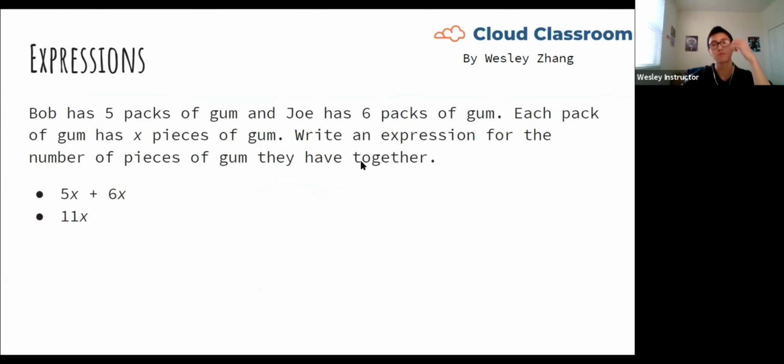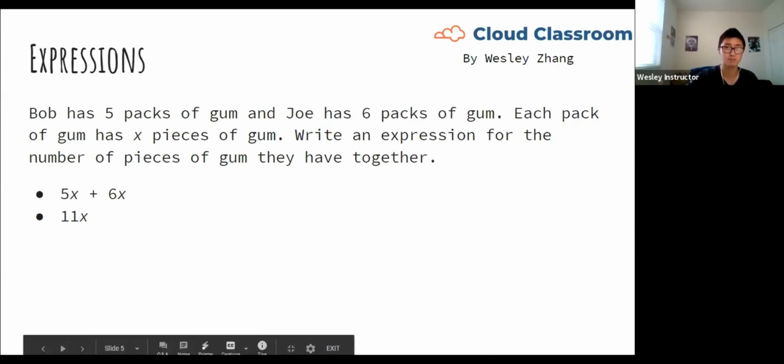All right, so here's a problem. Bob has 5 packs of gum and Joe has 6 packs of gum. Each pack of gum has x pieces of gum. Write an expression for the number of pieces of gum they have together. If you look at the bullet point, 5x: the 5 represents the 5 packs of gum that Bob has, the 6 represents the 6 packs of gum that Joe has, and the x represents the pieces of gum in each pack. So it's really a multiplication problem. I have 5 packs of gum and each pack has x pieces of gum.